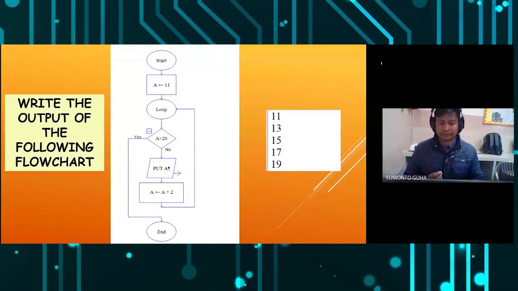A is equal to A plus 2. Now it will check the condition. Is A greater than 20? Yes, 21 is greater than 20. So it will not enter inside, but it will take the bypass road and it will move to end. Correct? So the output is 11, 13, 15, 17 and 19.